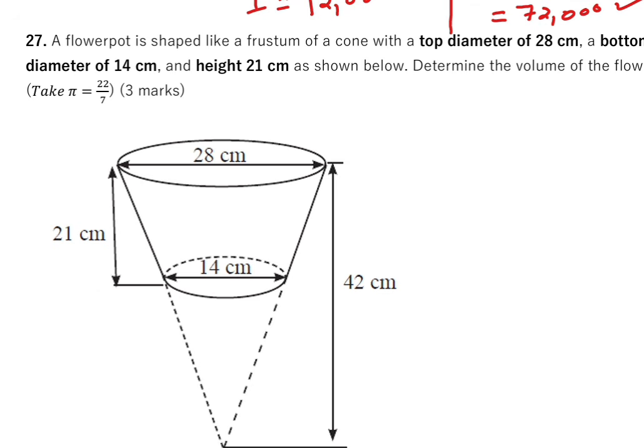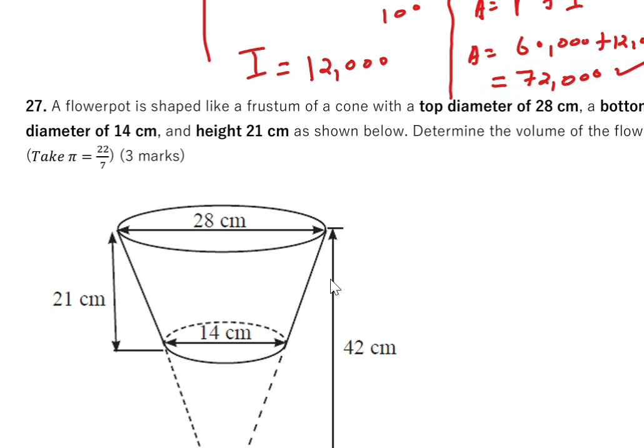Here you have number 27. This is a flower pot. It's shaped like a frustum of a cone. The top diameter is 20 centimeters, the bottom diameter is 14 centimeters, and the height is 1 centimeter, as shown. Determine the volume of the flower pot.